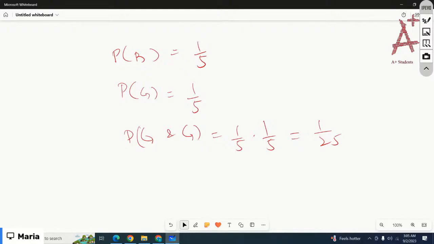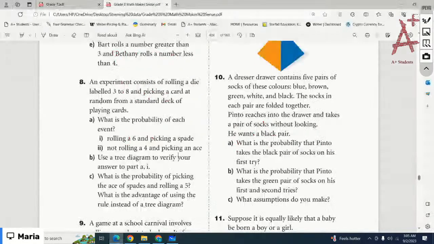Okay, the C part is what assumption you made. The assumption I made for the B part is that you're not told that the black pair of socks he takes in A part he puts back, right? So the assumption we took for the B part is that the events are independent, right?